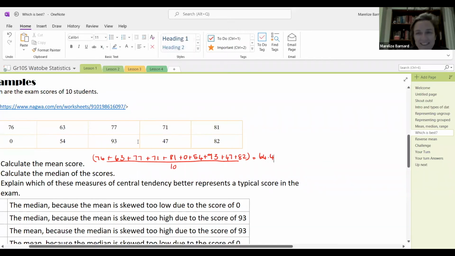Yes, ma'am. Okay, now we have to do the median. Exactly. Or maybe they went to the wrong exam.